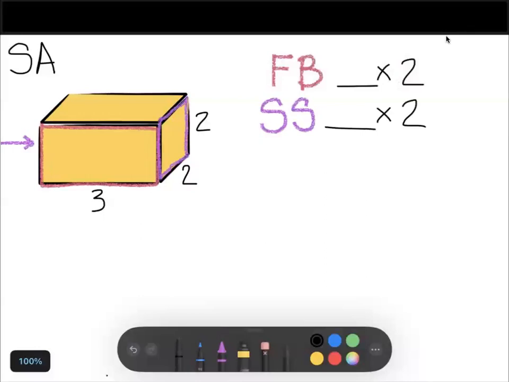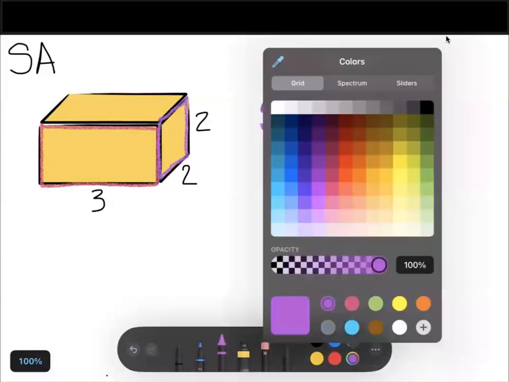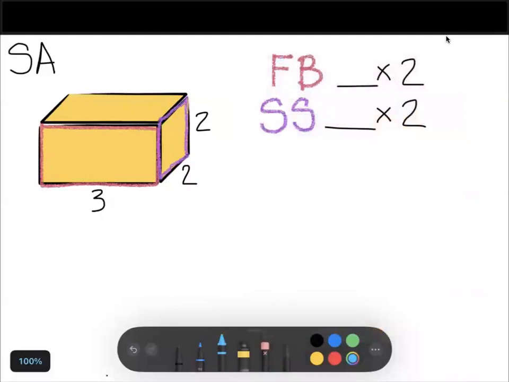And now I'm going to pick even a different color. There we go. Okay, this is my top face right here. So I'm going to call that one top. And there is an identical one underneath the prism that I'm going to call the bottom. So that means, again, whatever the area of the top is, I'm going to need to multiply it by 2. Okay, so that's how I'm set up to do this.